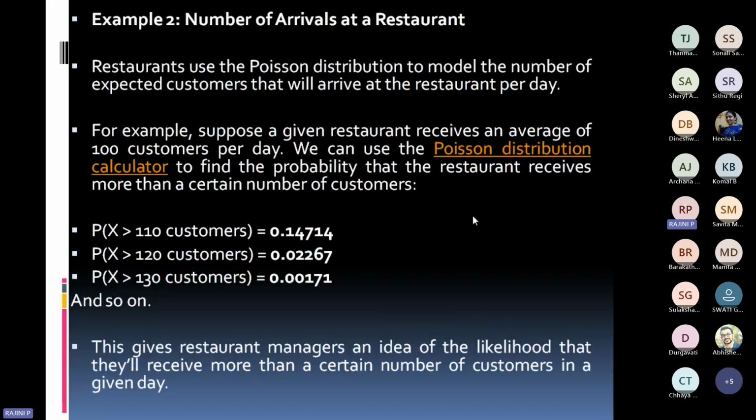And another one, number of arrivals at a restaurant on a particular day, how many people are arriving? That is the number of arrivals. For example, in a day, the probability of 130 customers arriving at a restaurant. In that case, we go for the Poisson distribution.